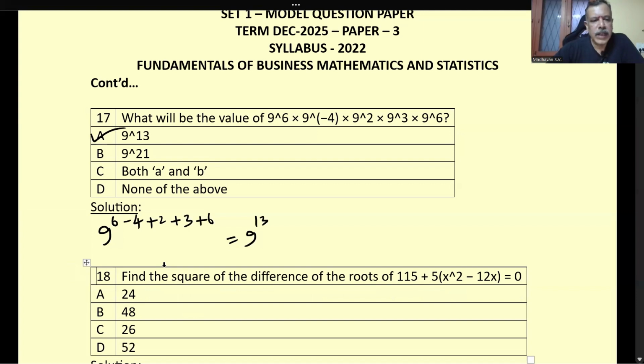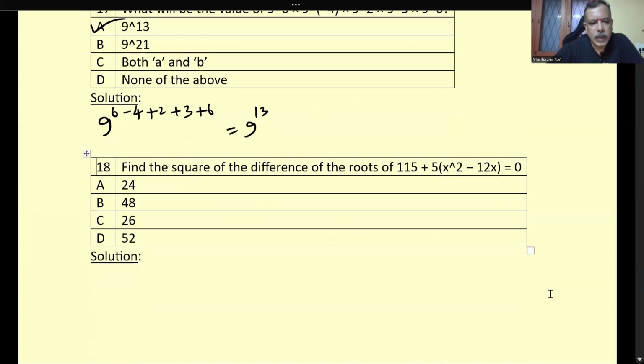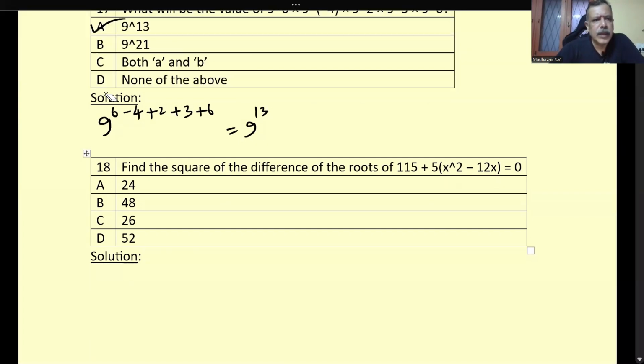Let us move on to the next question. Find the square of the difference of the roots of 115 plus 5 times x to the power of 2 minus 12x equal to 0. First, let us expand the given equation. 115 plus, no, we need not expand. What we can do, we will divide both sides by 5.